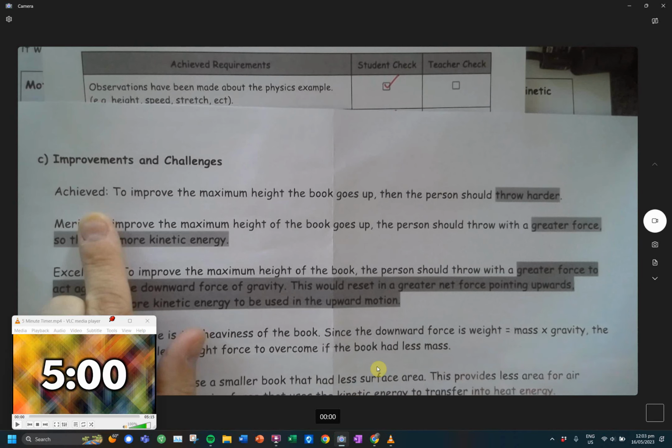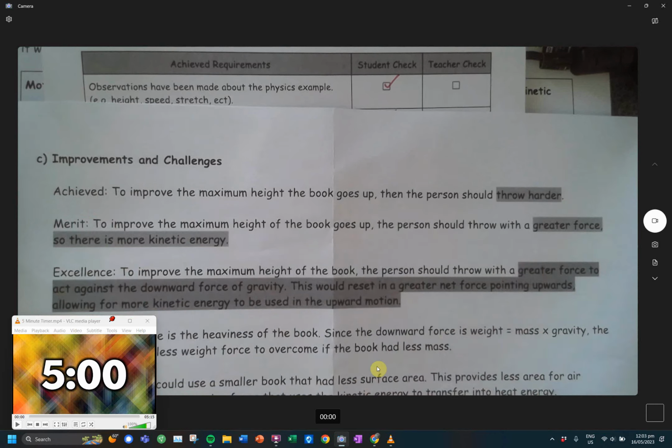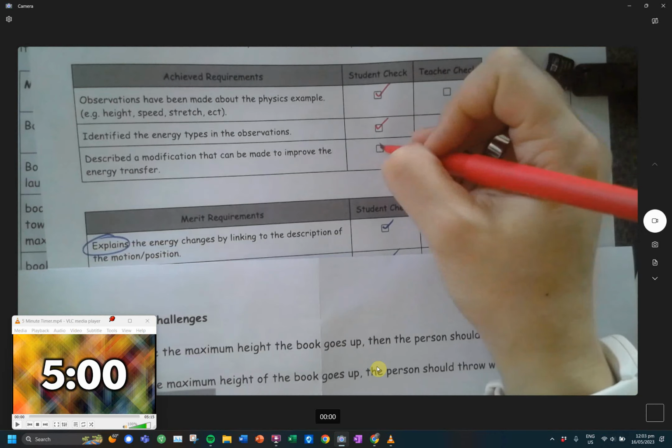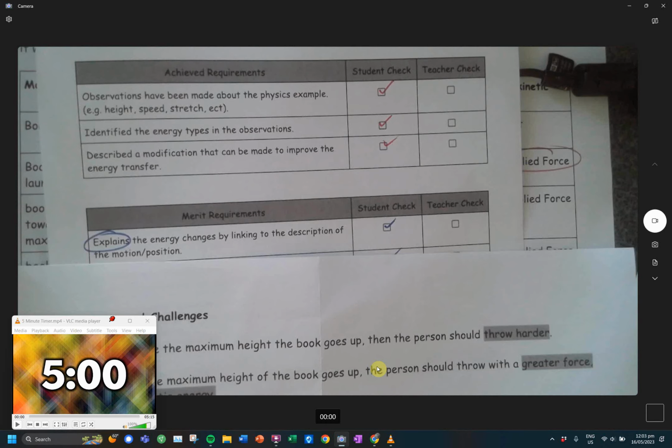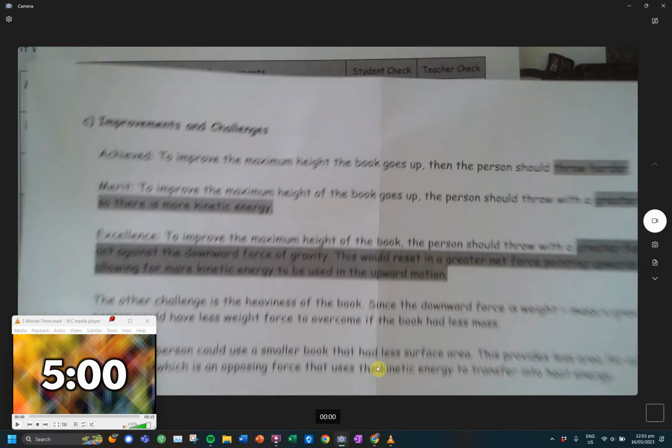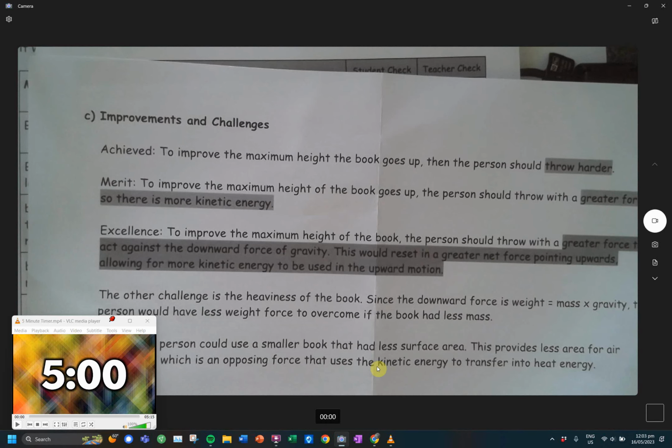Yeah? That provides more energy, so that would then be enough to get you to the achieved. So no explanations are required for the achieved, you just have to describe what's going on. Easy peasy.